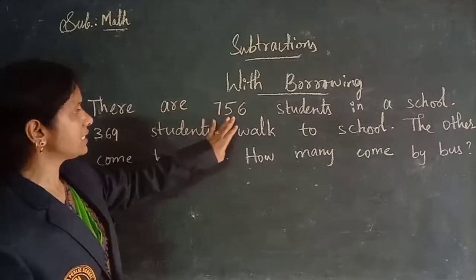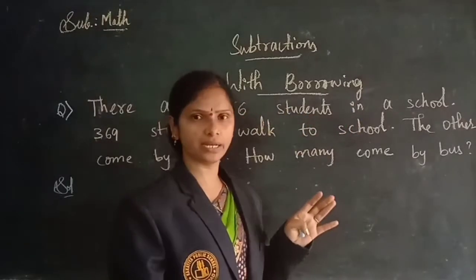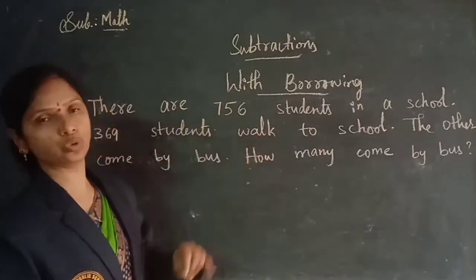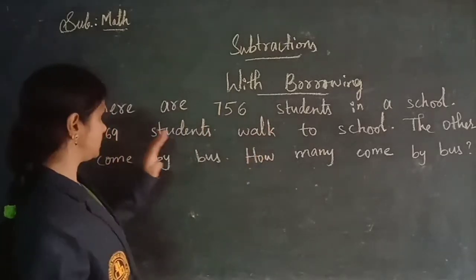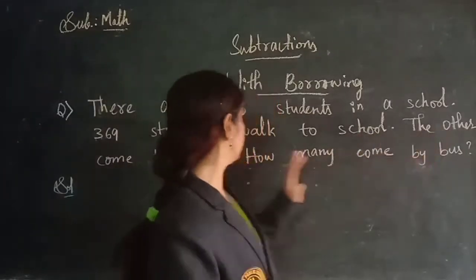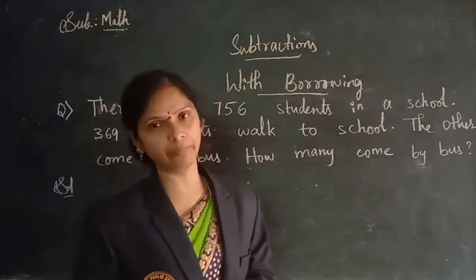Here there are 756 students in a school. This many students are there in a school here. 369 students walk to school. Means 369 students are coming by walk, children. The others come by bus. Means the remaining students are coming by bus.